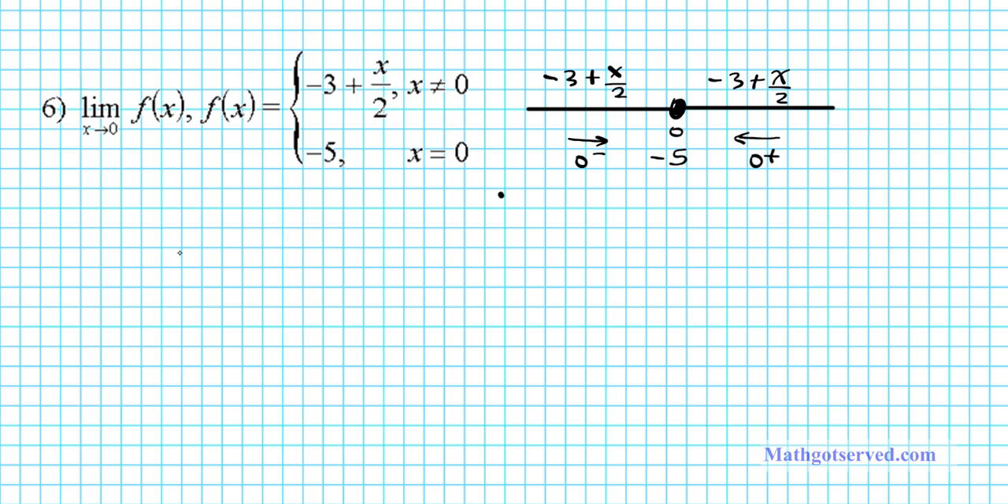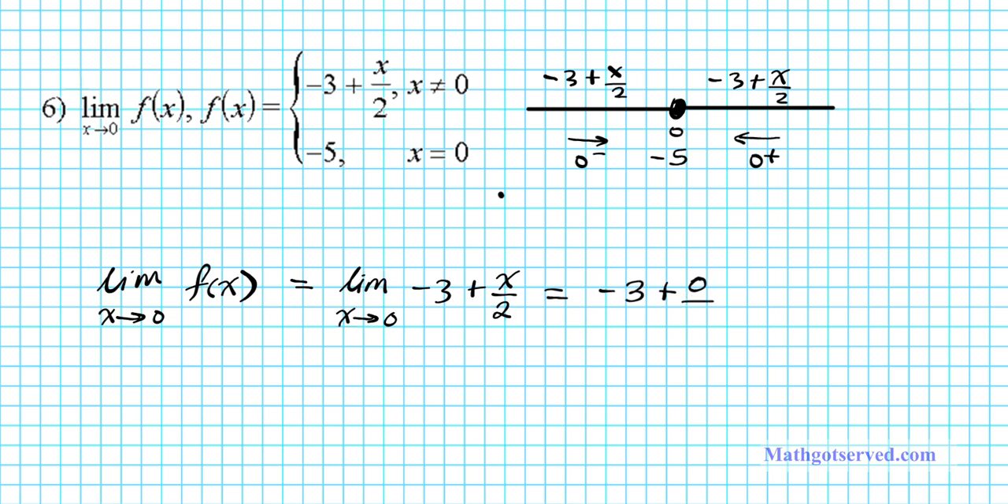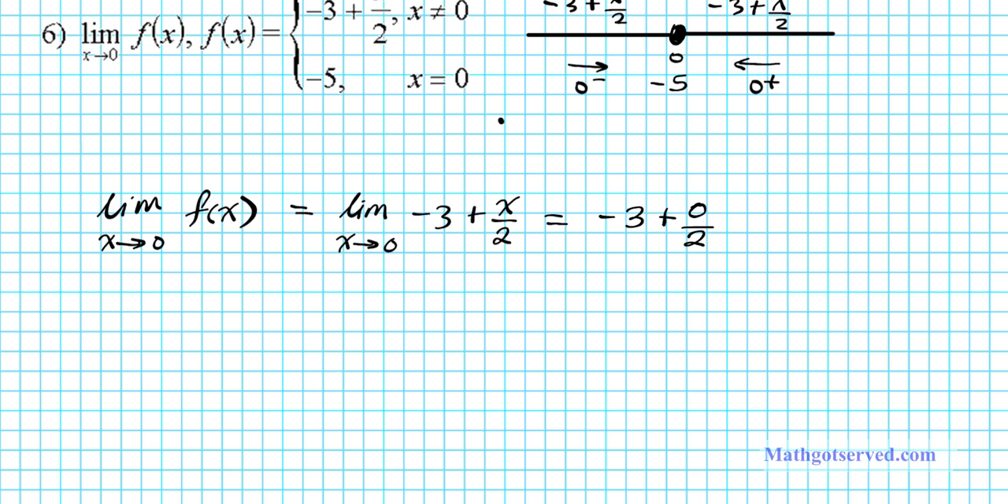So the limit as x approaches 0 of the function, this is a double-sided limit, is equal to the limit as x approaches 0 of negative 3 plus x over 2. This limit can be evaluated by direct substitution. So we have negative 3 plus 0 over 2. If we go ahead and evaluate that limit, we're going to end up with negative 3. All right? So that's your answer.